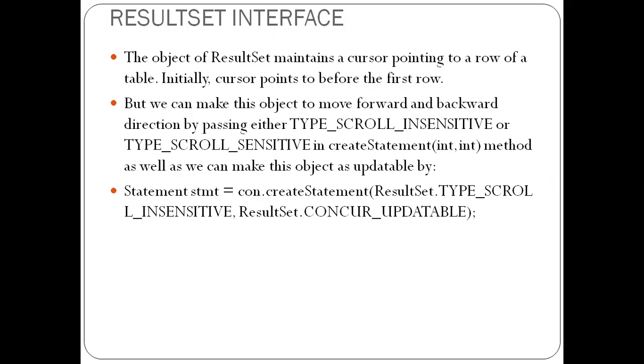In JDBC, the result sets are divided into two types: non-scrollable result set and scrollable result set. Non-scrollable result set allows to move the cursor only in the forward direction, that is from top to bottom. Whereas scrollable result set allows to move the cursor in all the directions, that is forward, backward, and random.